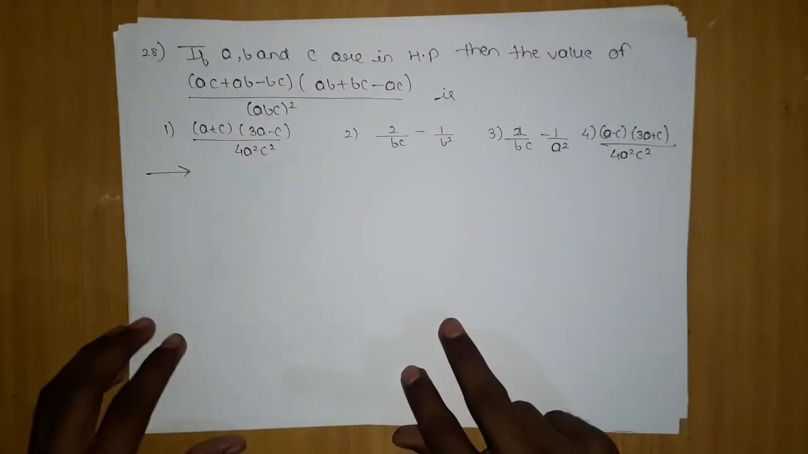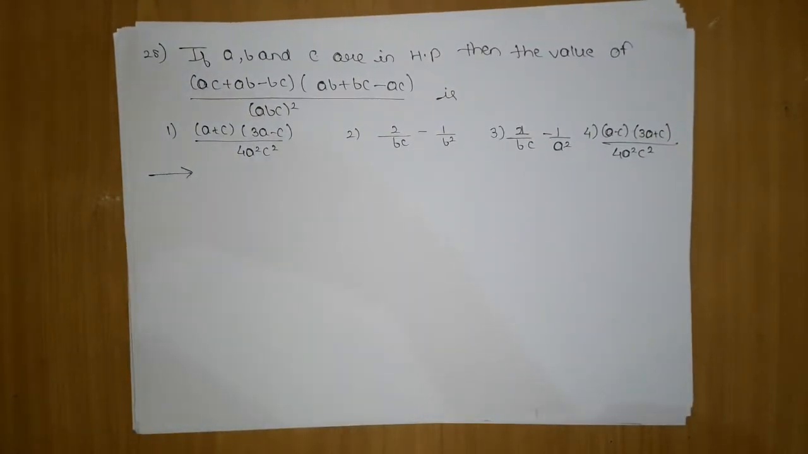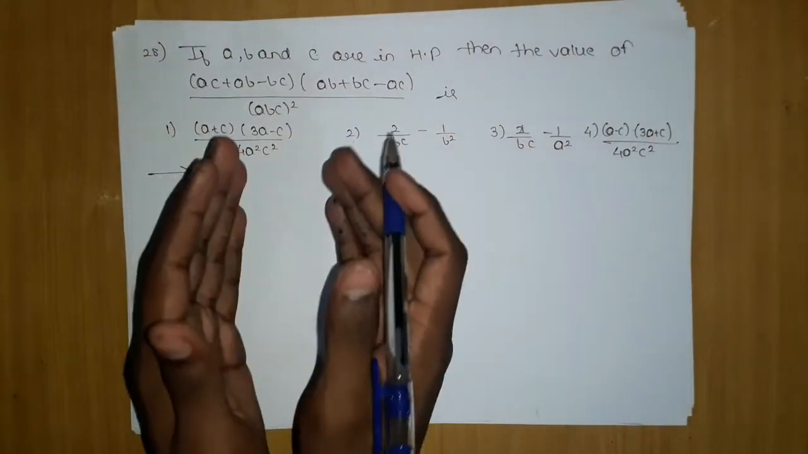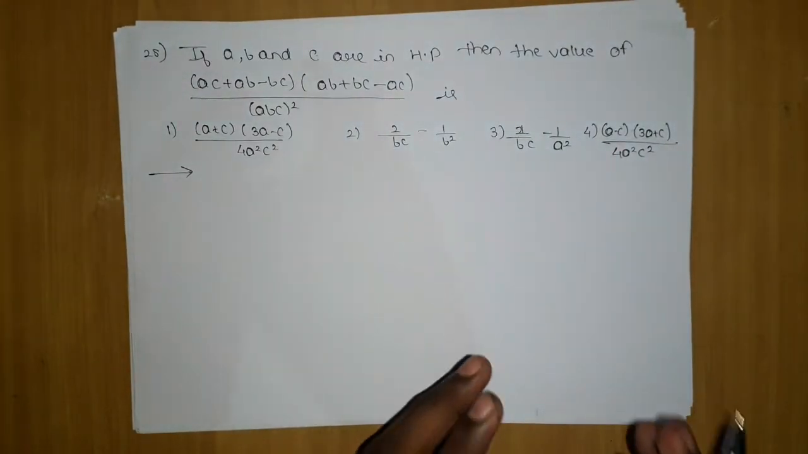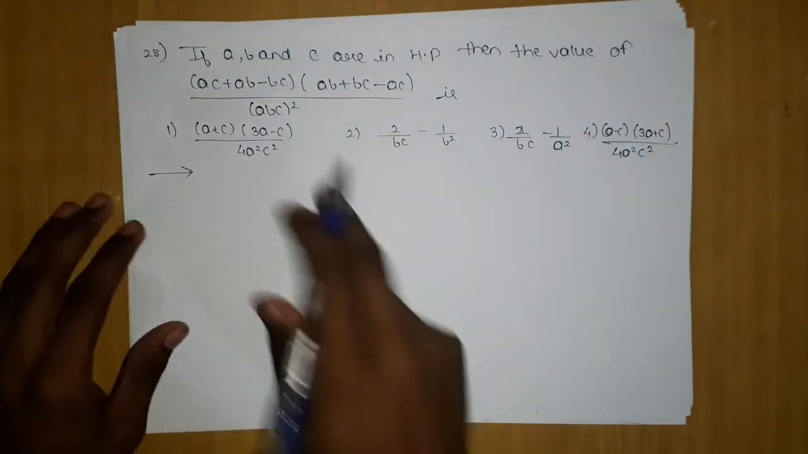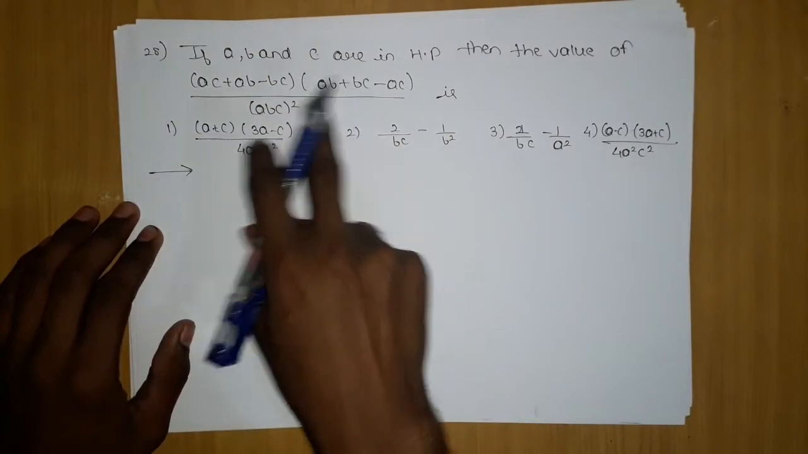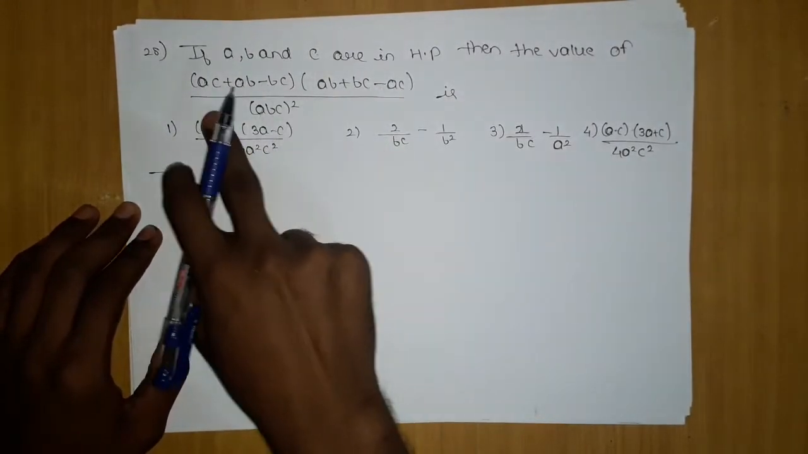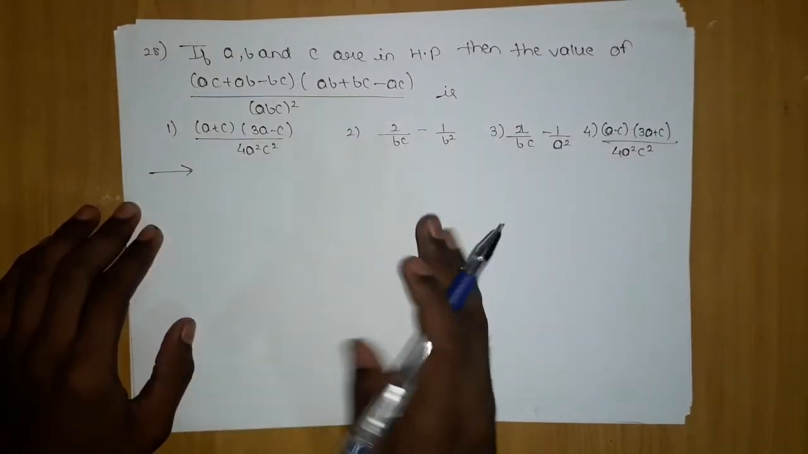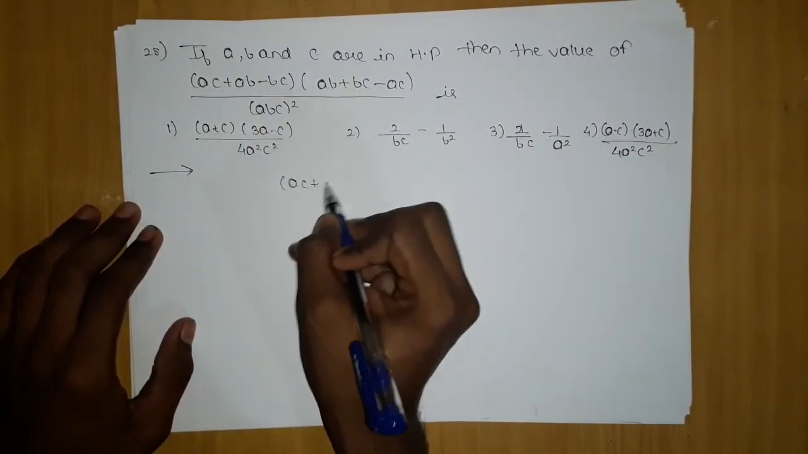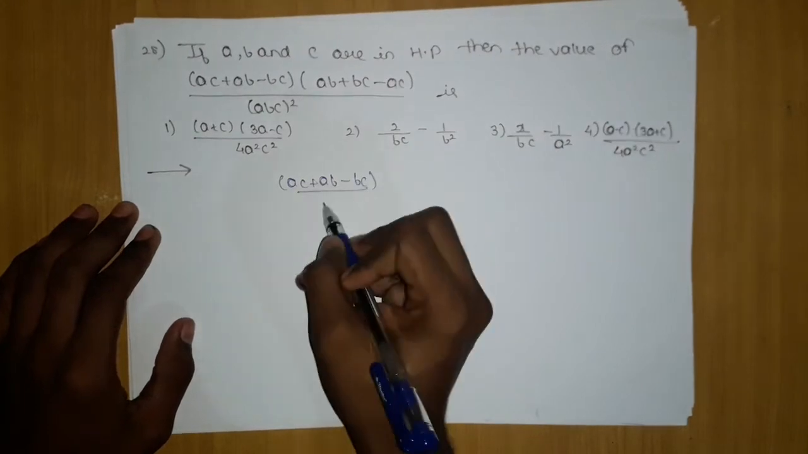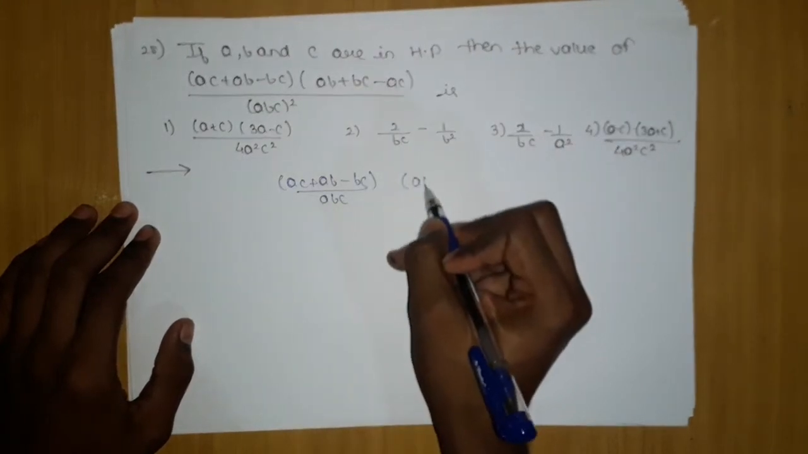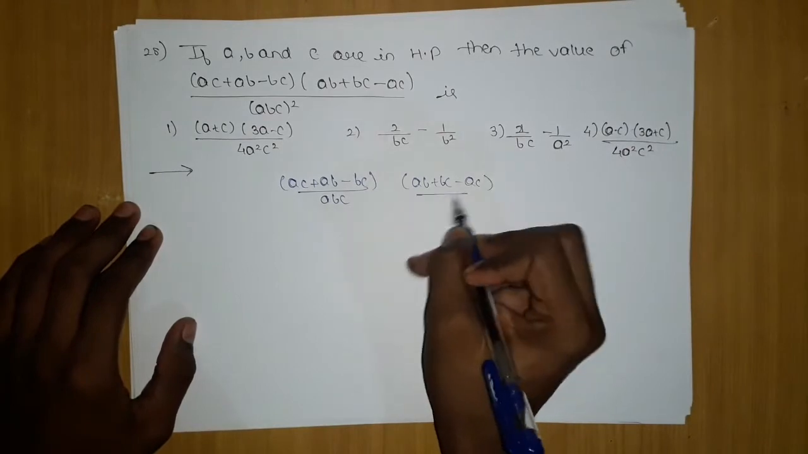Question 28: if A, B and C are in HP, then the value of (AC plus AB minus BC) into (AB plus BC minus AC) upon (A into B into C) the whole square is. Now I will break ABC. This pattern is very general; in limits you will come across this. Whenever some square appears and something like this appears where AB is easy, you have to break ABC into two parts and give it to this part and this bracket. Like this, AC plus AB minus BC upon ABC, into AB plus BC minus AC upon ABC.